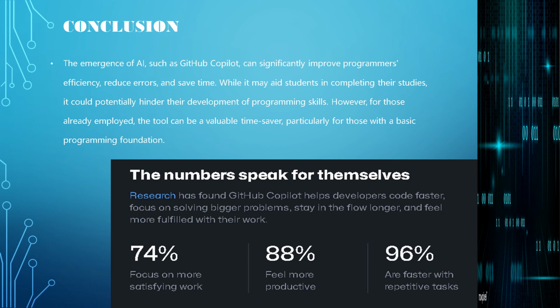Researchers have found GitHub Copilot helps developers code faster, focus on solving bigger problems, stay in the flow longer, and feel more fulfilled with their work. 74% focus on more satisfying work. 88% feel more productive. 96% are faster with repetitive tasks.